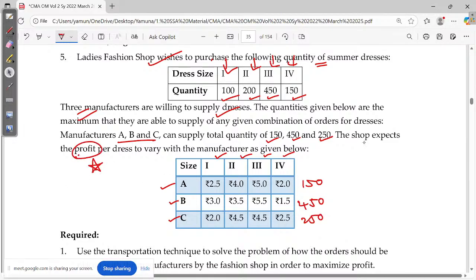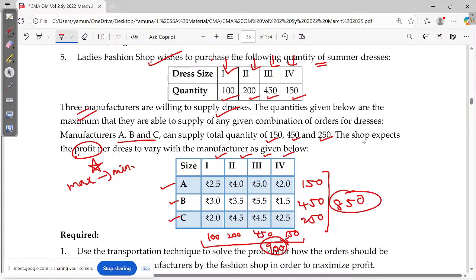So it's a maximization problem. We have to convert this to a minimization problem first. And what is the quantity required? 100, 200, 400, and 150. We have to check whether it's a balanced problem or not. If you check over here, 150, 450, 250, the total comes to 850. When you add up all the dress sizes, the quantities required, 300, 450, 900 comes over here. Here is 900, here is 850. So there is a shortage of 50 units, where you need to add a dummy row.